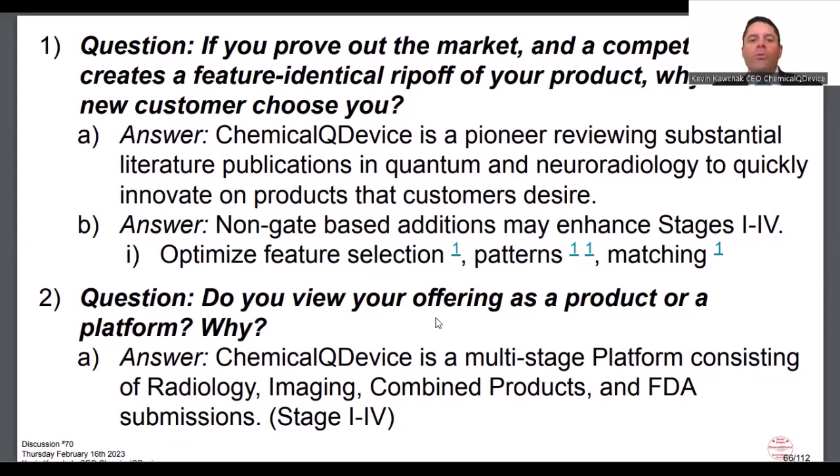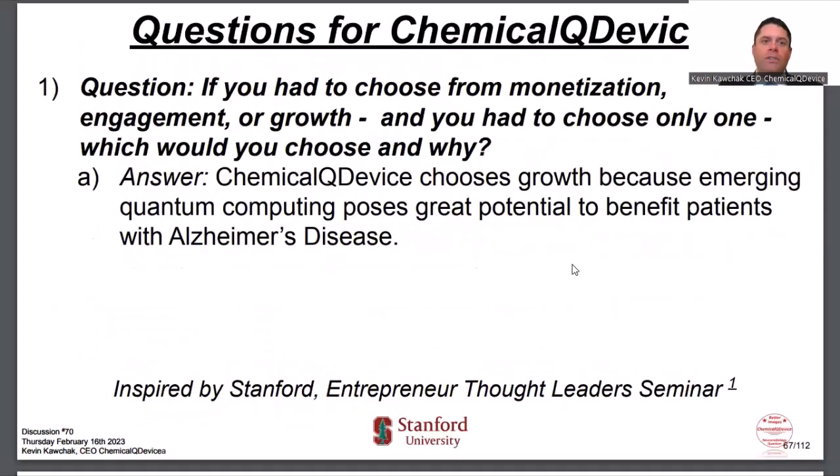And then, do you view your offering as a product or platform? Why? And the answer is Chemical Q Devices, a multi-stage platform consisting of radiology, imaging, combining products, and FDA submissions.